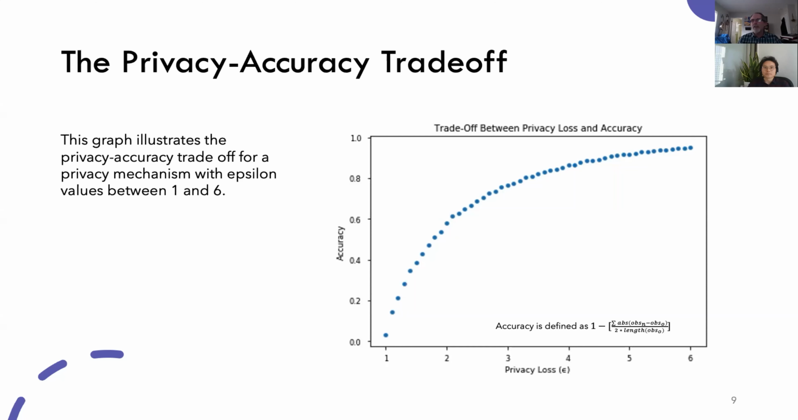There are other ways, of course, to define accuracy. Another way is to take the absolute difference divided by the total. There are different ways of measuring it. This is one way, but what you're looking at here is you notice that for smaller privacy loss budget, you're looking at very low amounts of accuracy, and you see that as the privacy loss budget increases, the accuracy increases, but at a decreasing rate.